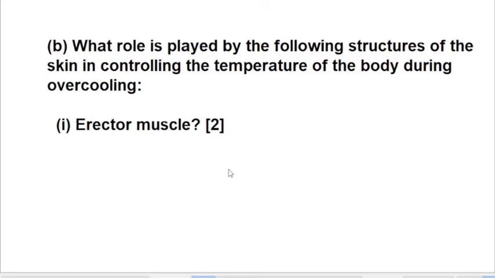So what is the role of the erector muscles in controlling the temperature of the body during overcooling? When it's cold, or when the body is overcooling, when it's becoming cold, the erector muscles contract. When they contract, they pull the hair upright, which traps a layer of insulating air. This prevents heat loss through conduction and what?